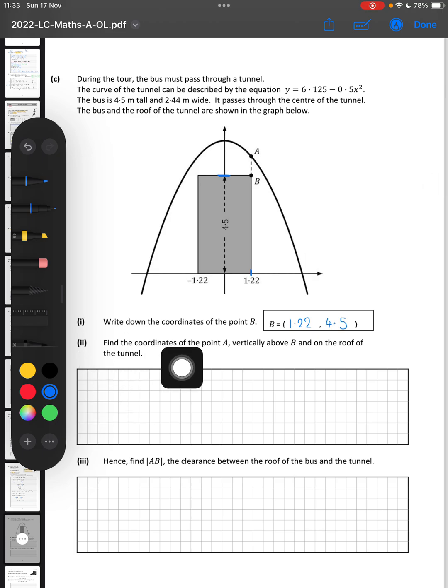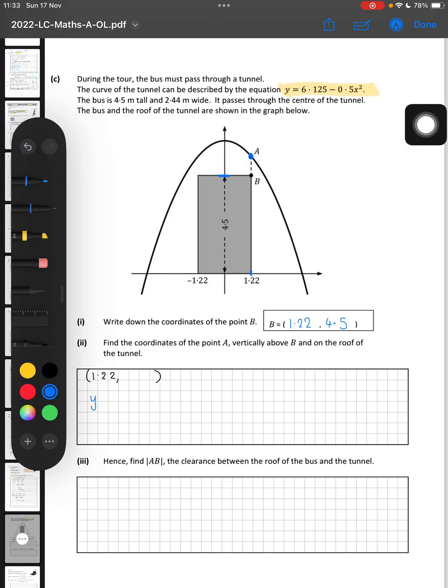Then it says find the coordinates of the point A vertically above B and on the roof of the tunnel. So vertically above B means it has the same x coordinate. Look, we know the x coordinate straight away. It's 1.22, so straight away I can write some of this point as 1.22. Now I still need to find, well, what is the matching y coordinate? But I have been given an equation for how to get y if I have x.